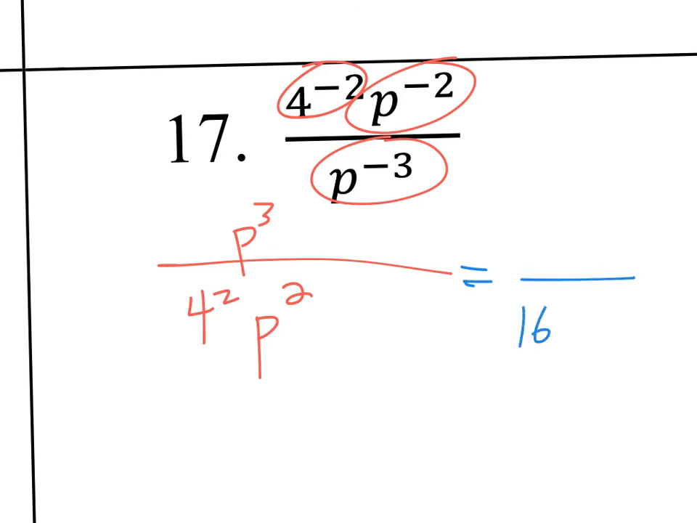4 squared is 16. P to the 3 over p squared. 3 minus 2. P to the first, or just p.